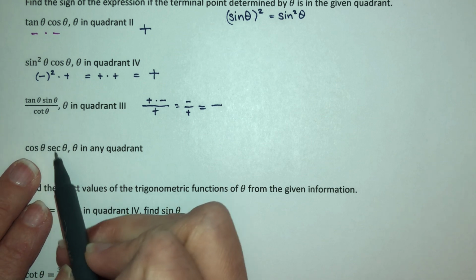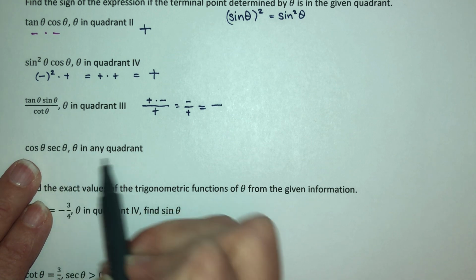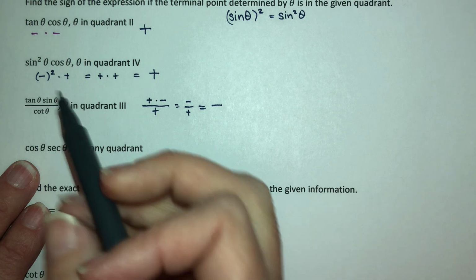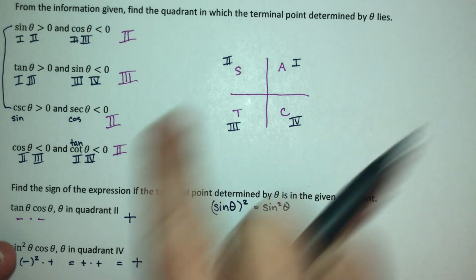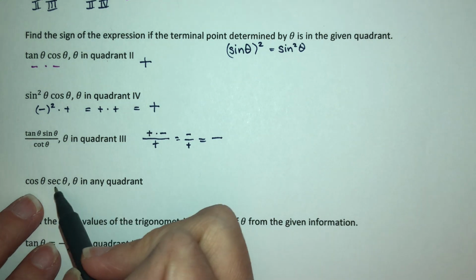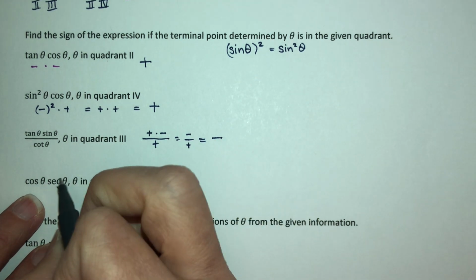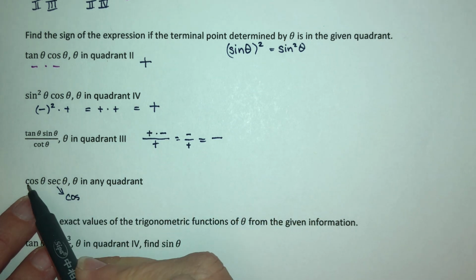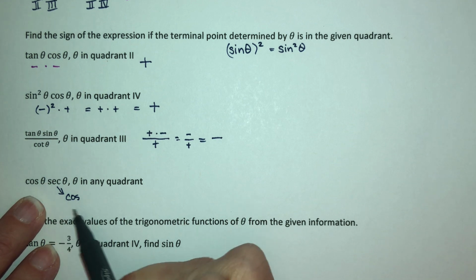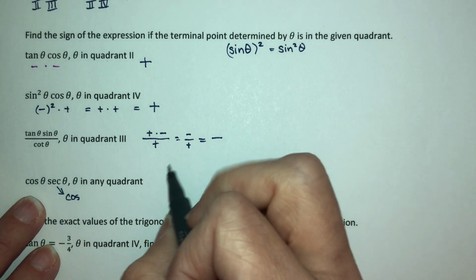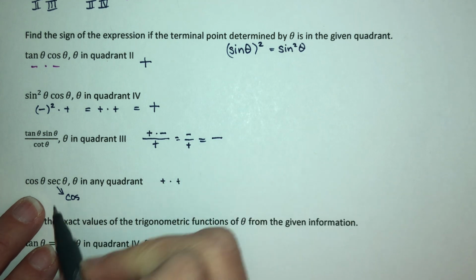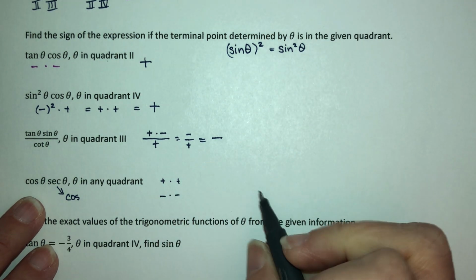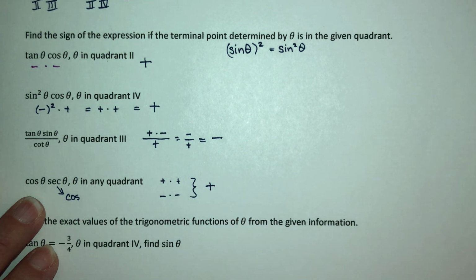Cosine theta times secant theta in any quadrant. Okay, so let's think about this. Well, cosine, we've got our chart, we can easily figure that out. But secant goes with cosine, right? Secant always has the same sign as cosine. So if I'm multiplying two values, well, just the signs of them, I'm either going to be multiplying a positive times a positive, because cosine and secant always have the same sign, or I'm multiplying a negative times a negative. Either way, you get a positive answer.